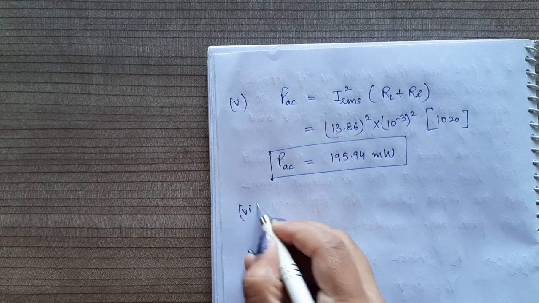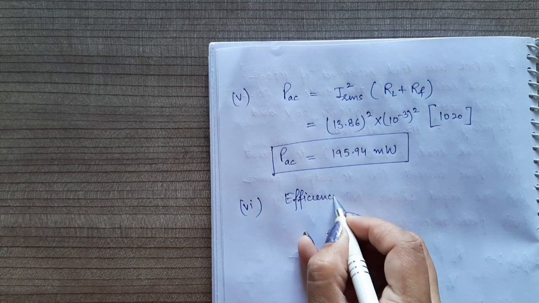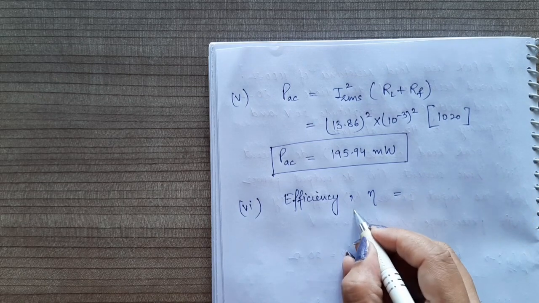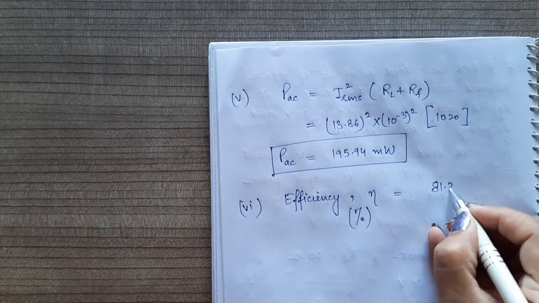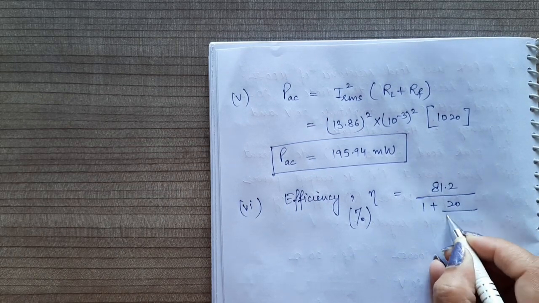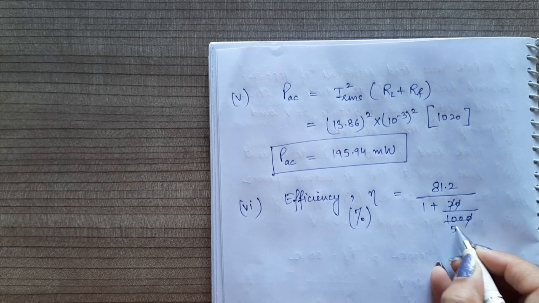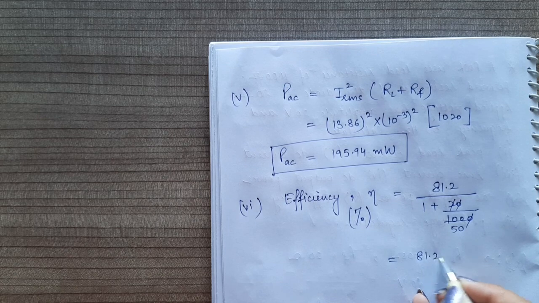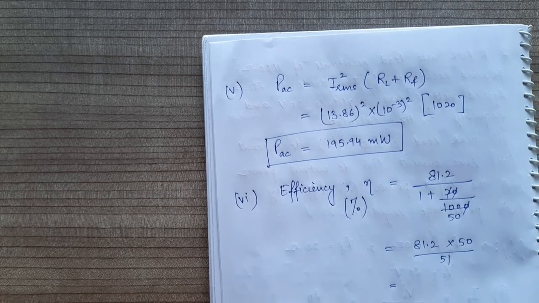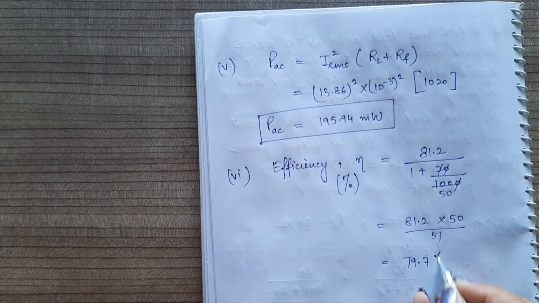Next we have to calculate the efficiency of the rectifier. We know that efficiency eta, in terms of percentage, is given by 81.2 divided by 1 plus RF by RL. RF is 20 and RL is 1000. So it will be 81.2 into 50 divided by 51, which is 79.7%.